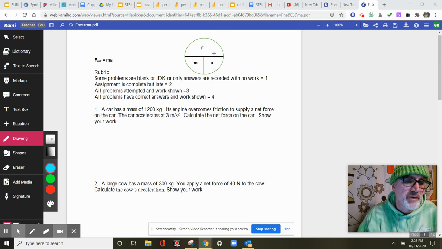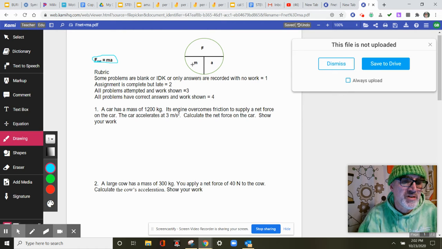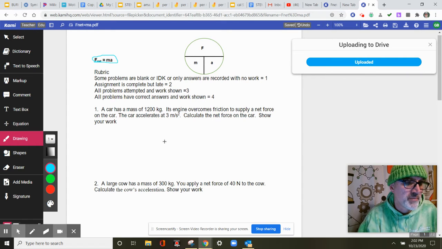We're going to use this formula here, net force equals MA, to solve some problems. And this is another way of writing it: net force and then MA times each other because they're on the bottom. We'll get back to that in a minute.